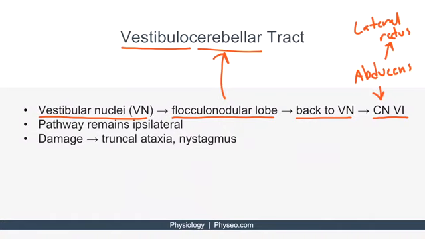Now remember that the abducens nerve will innervate the lateral rectus muscle of the eye. And this whole pathway going from the vestibular nuclei to the floccular nodular lobe, and then back to the vestibular nuclei, and then to the cranial nerve 6, and then finally the lateral rectus muscle, it all remains ipsilateral. It's all ipsilateral, which means that cerebellum is really, really simple. Just remember ipsilateral. Now, if you damage the vestibulocerebellar tract, you're going to get truncal ataxia, which we discussed previously, and you also get nystagmus due to this lateral rectus muscle stimulation.